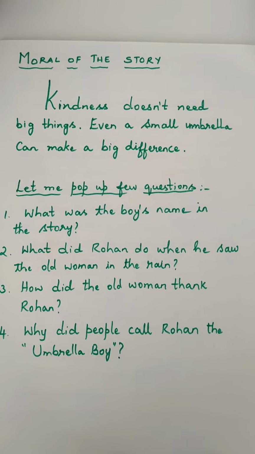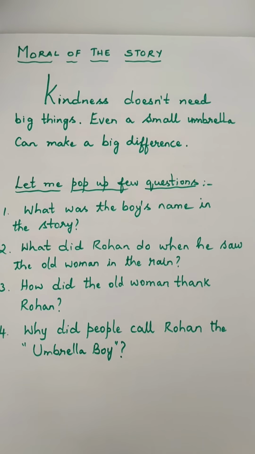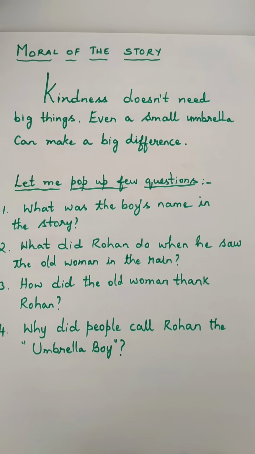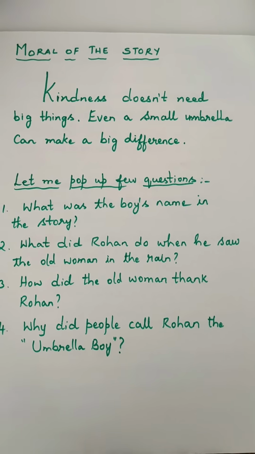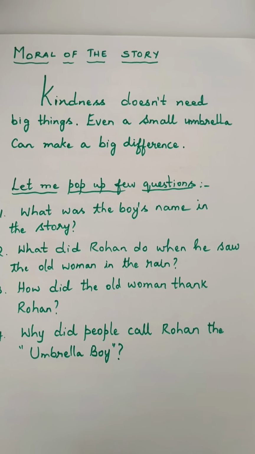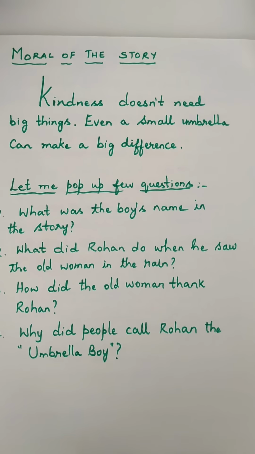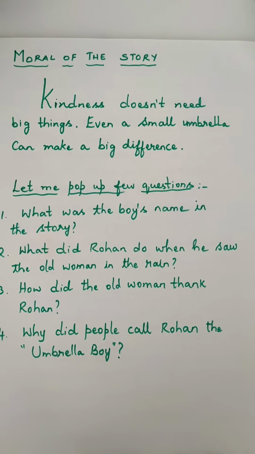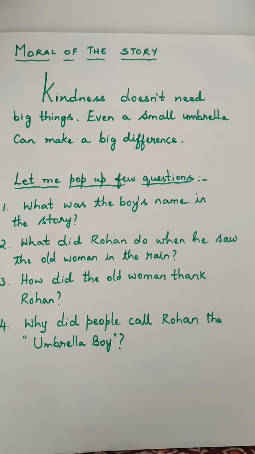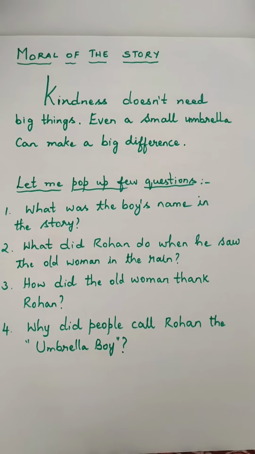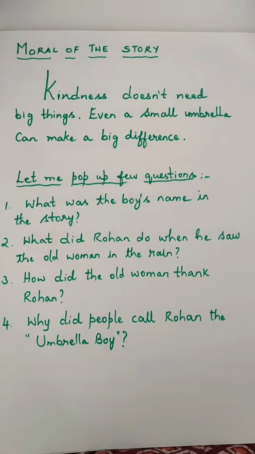Let me pop up a few questions for you. What was the boy's name in the story? What did Rohan do when he saw the old woman in the rain? How did the old woman thank Rohan? Why did people call Rohan the umbrella boy?